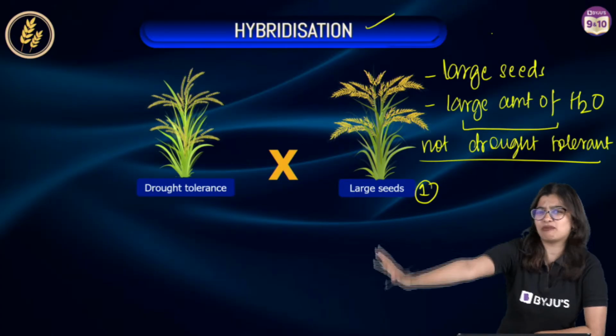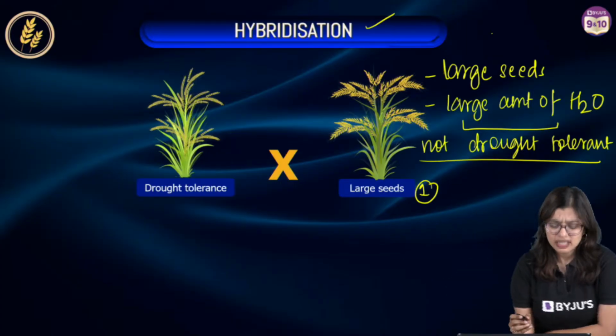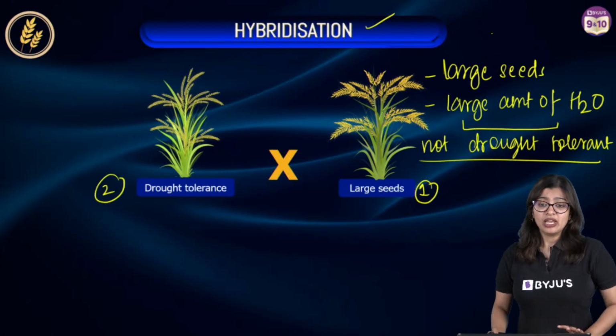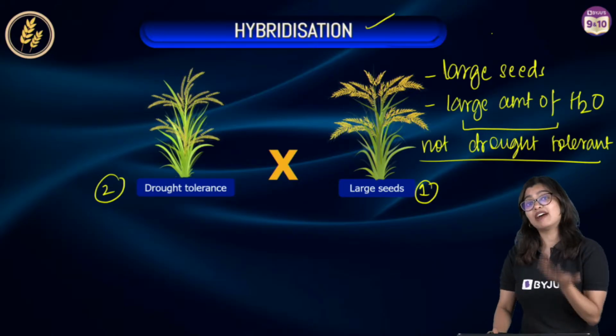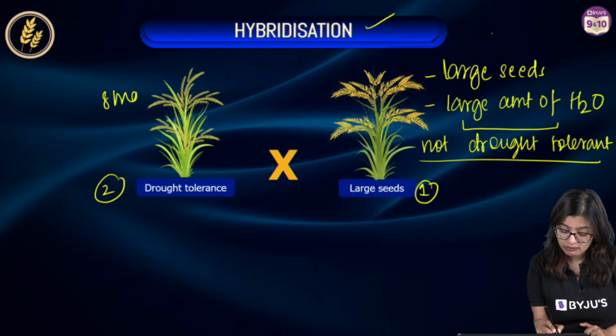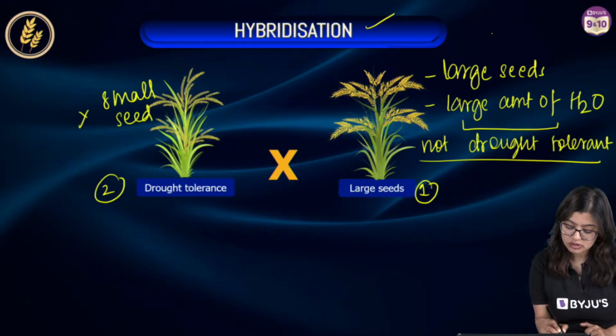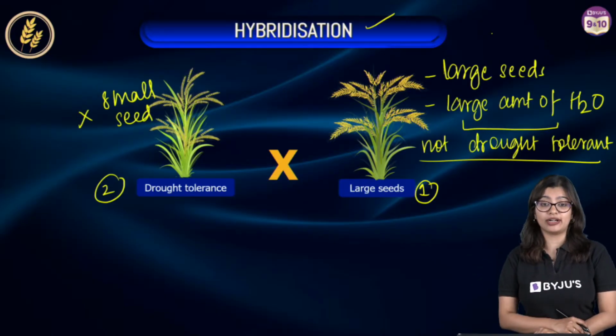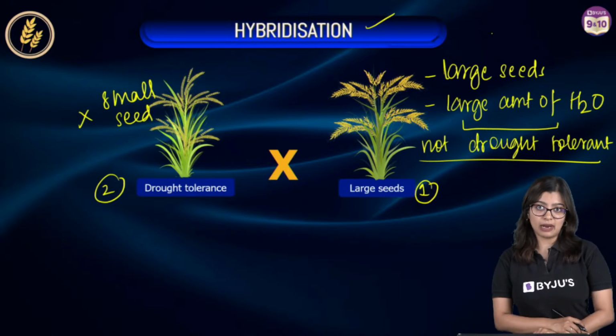Okay, same it is, but he saw that there is one more plant 2, which is drought tolerant. That means that it will survive in less water also. But sadly, it has small seeds. That is not what the farmer wants. He wants big seed. He wants drought tolerant also. Sounds like he's being very demanding, no?